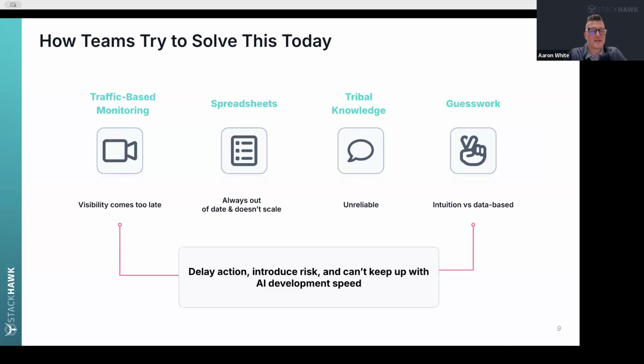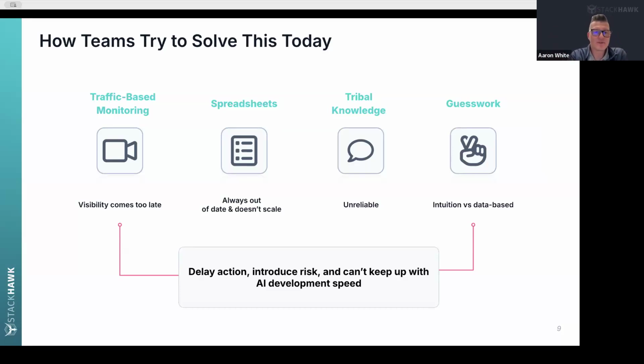So how are teams solving this today? We've had a lot of conversations with our customers and prospects over the last year. Most commonly we see traffic-based monitoring, so monitoring your gateways and endpoints. But the problem with that is it doesn't see everything. It's only seeing the endpoints that are actually receiving the traffic. So you have an incomplete picture of anything that could be exposed or what's actually in the APIs themselves, right?